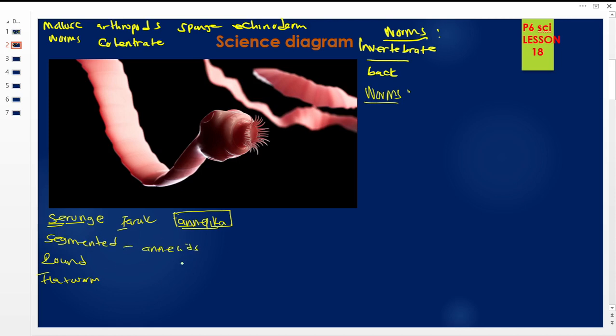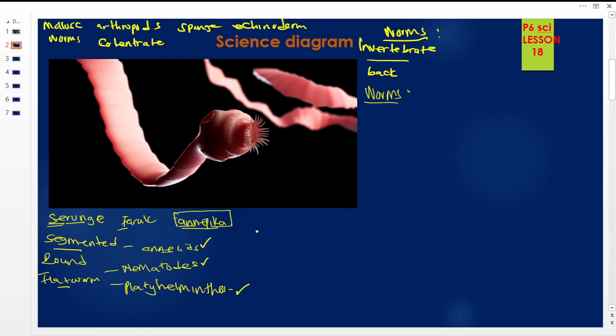Then round worms goes with Ne. This Ne stands for nematodes, from the word Anepikira. So nematodes. Then P stands for the platyhelminths. So platyhelminths is another name for flat worms. Round worms are also called nematodes. Then segmented worms are also called annelids.